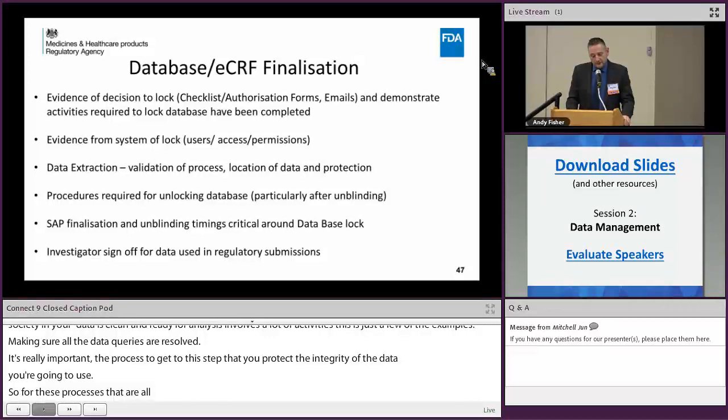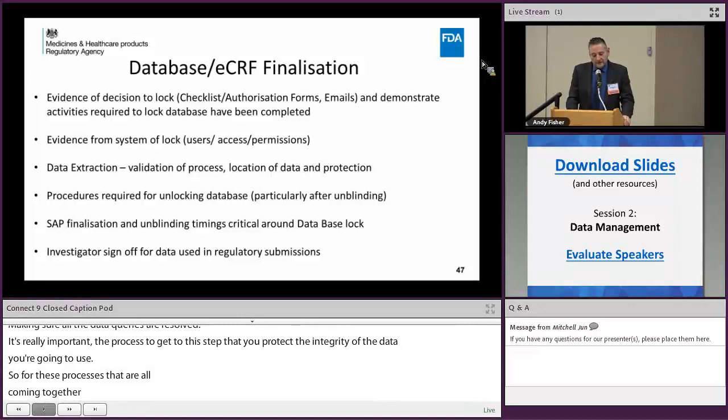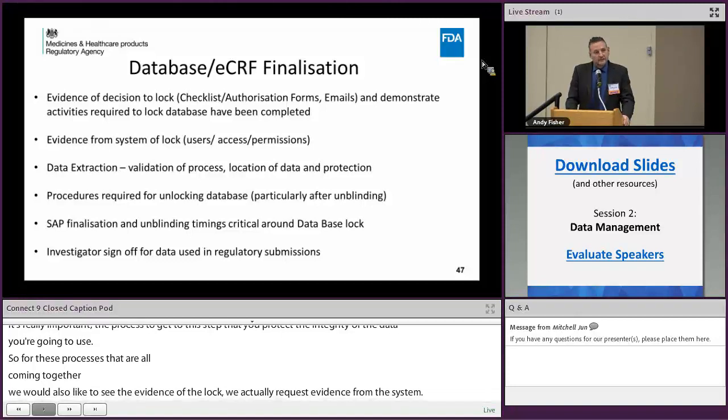And we also like to see the evidence of a lock, not just from a form signed by somebody to say we're ready to lock. We actually request evidence from the system, from audit trails and logs, to show when the lock was actually applied to the data. And then we expect the process by which the data is extracted also to be validated.